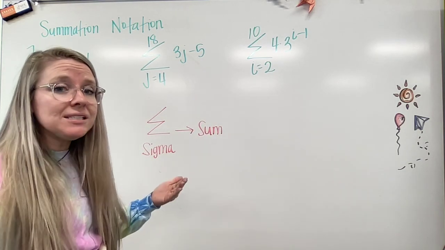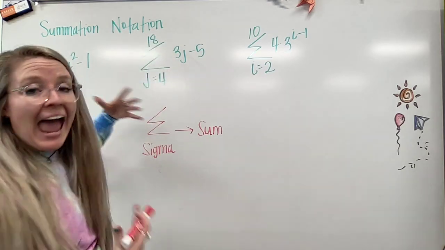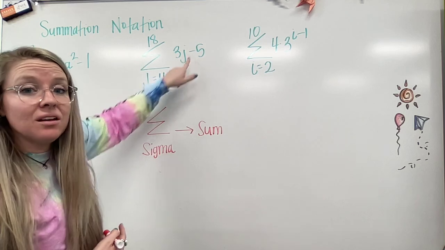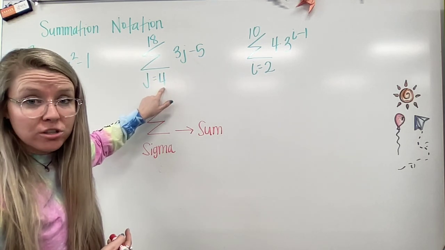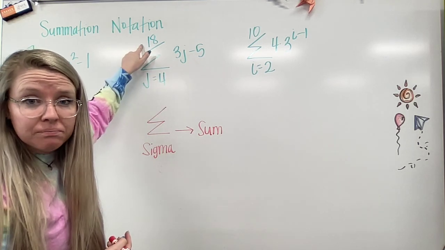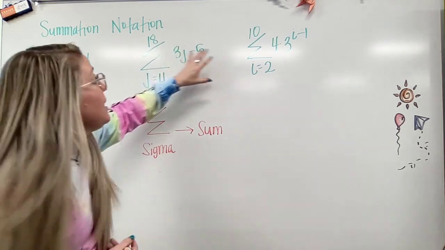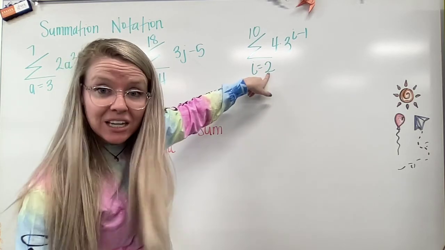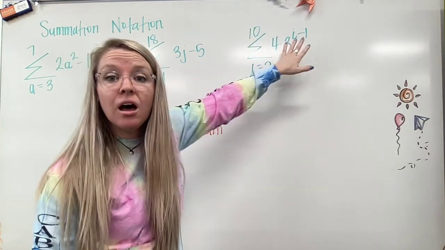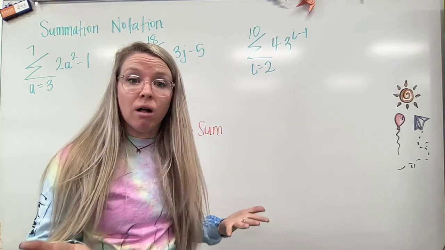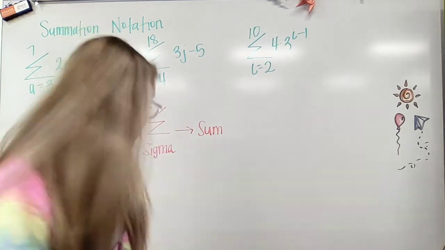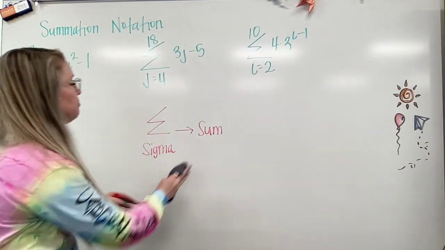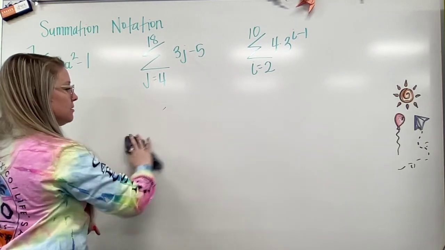So all this is saying for this one: add up all of the terms in this sequence from the fourth term to the 18th term. That's all this says. This one over here is saying add up all of the terms from the second term to the 10th term of this sequence. That's it. It looks maybe scary, but it's not. It's super simple. It's giving you everything you need.